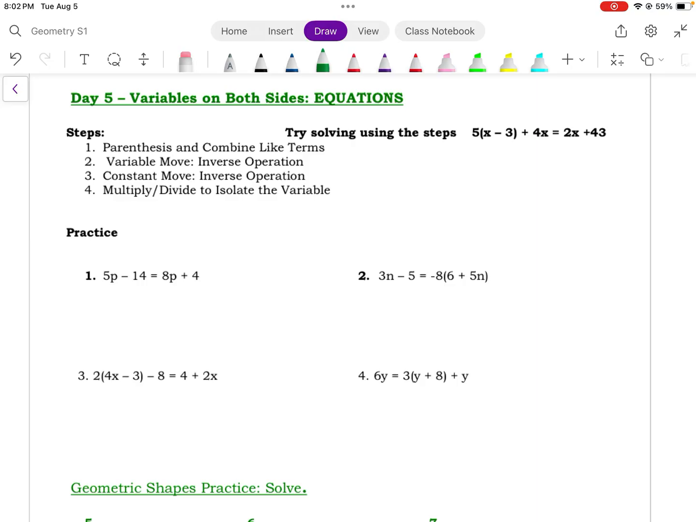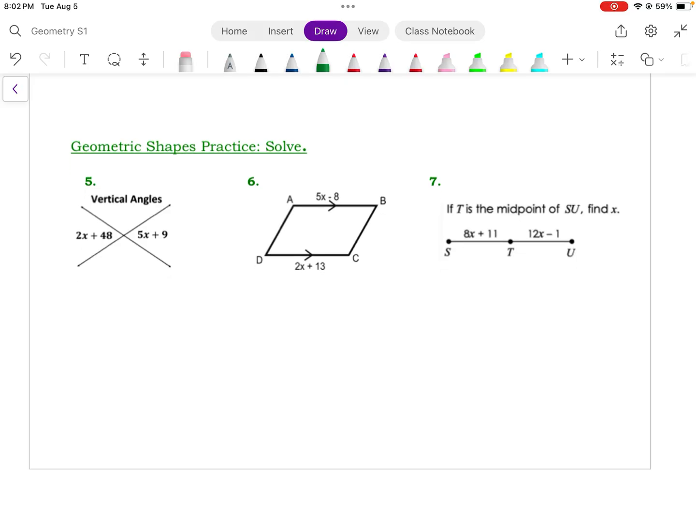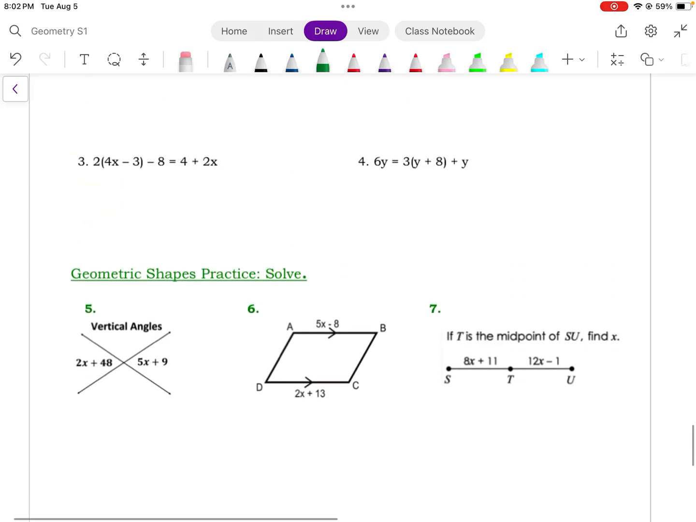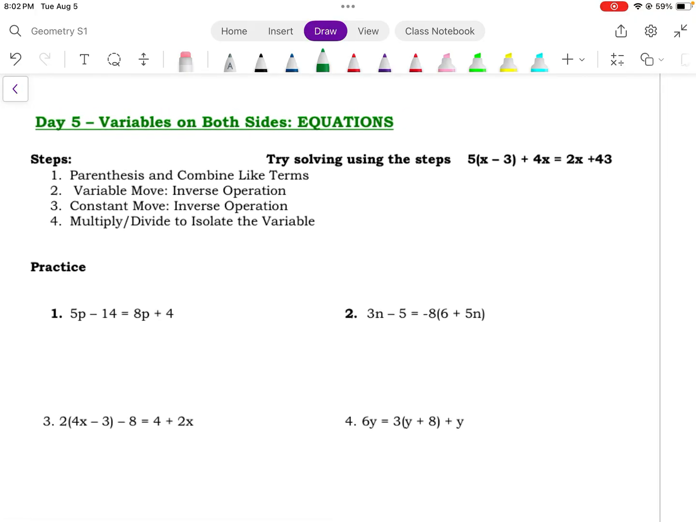This will take place many times this school year when we're dealing with angles and sides and midpoints of things where things equal each other, okay? So when we're talking about variables on both sides, you're gonna have to do some movements, okay? Based on what things are.